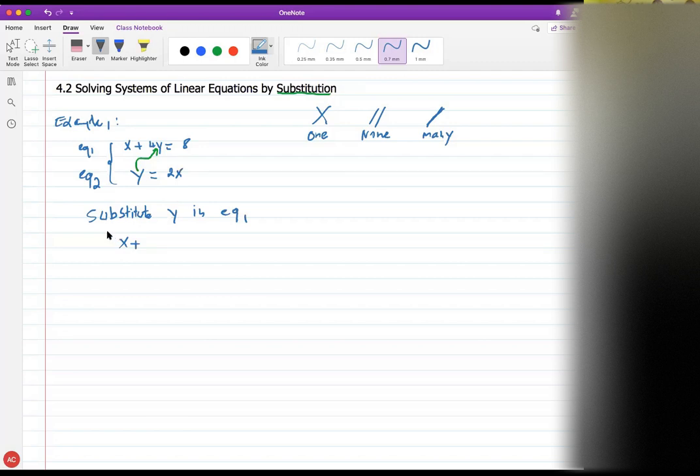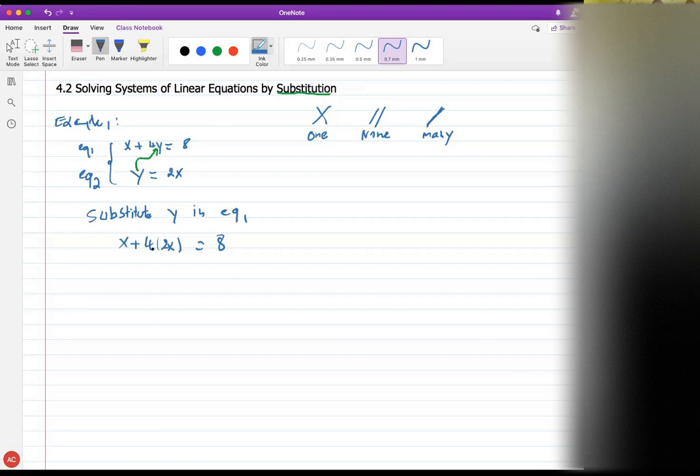So like I said, we're going to take equation 1, so x plus 4 times y equals 8. But again, we're going to replace the y. What goes inside the parentheses here? So what we put here, 4 times what? If we substitute the y with its value, what goes inside? 2x. That's right, it'll be 2x.